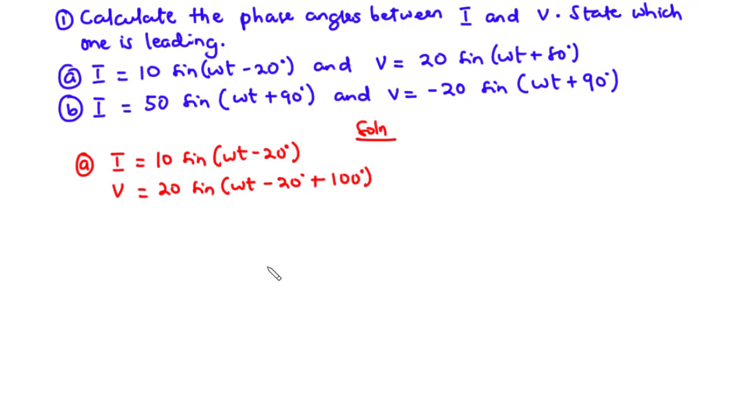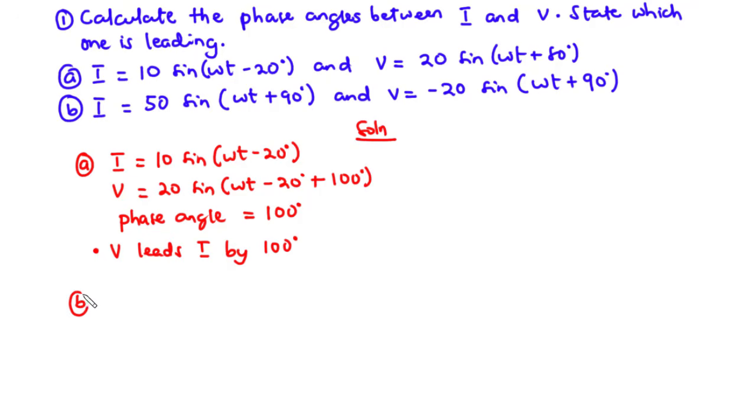Now comparing the two signals, you realize that we have negative 20, we have negative 20. Therefore, the difference is 100 degrees. Therefore, we say that the phase angle between the two signals is 100 degrees. So phase angle is 100 degrees. And since the phase angle for V is plus 100 degrees, it means that V leads I by 100 degrees. So V leads I by 100 degrees.